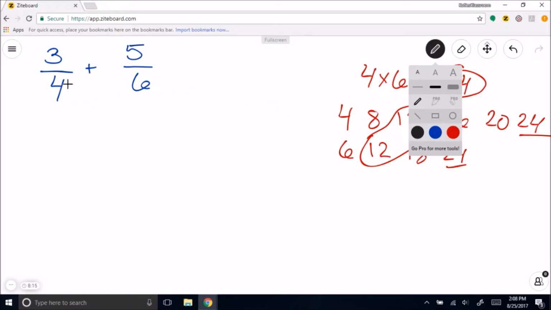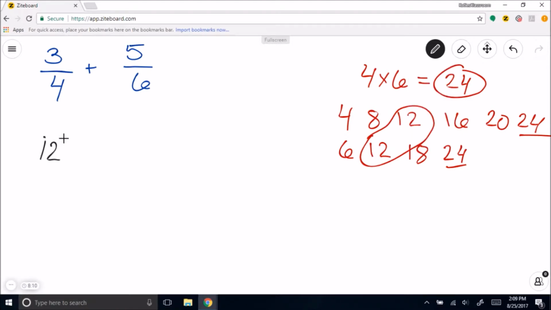So what we're going to do here is change this 3/4 and this 5/6 so that they have denominators of 12. So 3/4, I changed the bottom into a 12 by multiplying by 3, because 3 times 4 is 12. So whatever I do to the bottom, I have to do to the top. So 3 times 3 is 9. For 5/6, I took the 6 times 2. That's how I changed the denominator to 12. So whatever I do to the bottom, I also have to do to the top. So 5 times 2 is 10.